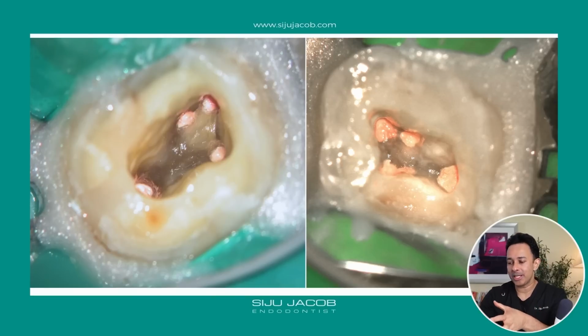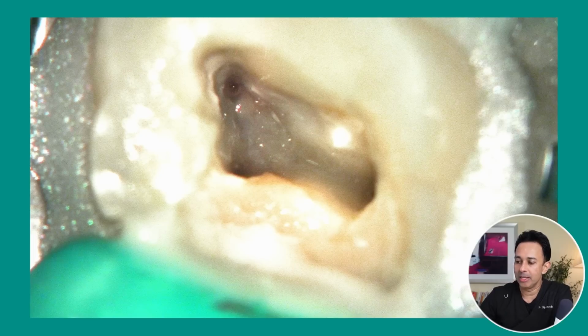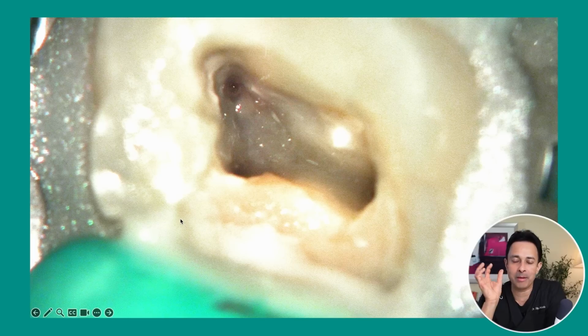So you might ask the question, why is it that this particular canal called the MB2 is missed the majority of the time? The reason is that what you see here as post-op is not the condition when a clinician treats the case. For example, once you locate the MB1, the distal and the palatal, this is often the clinical scenario. So the MB2 is not visible easily like other canals.